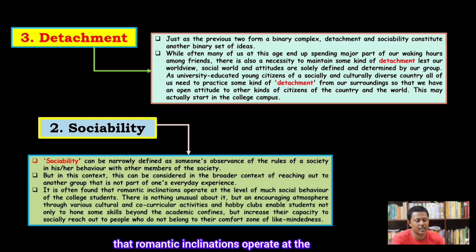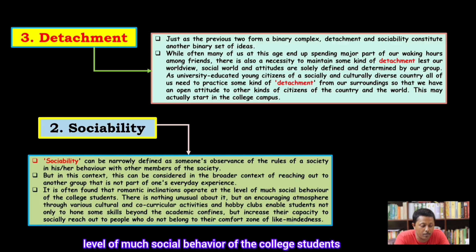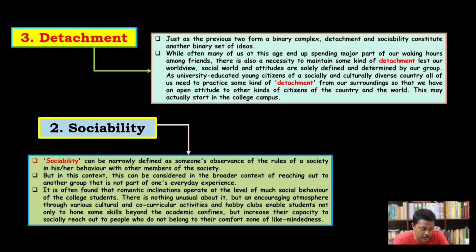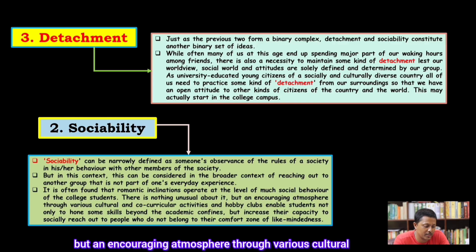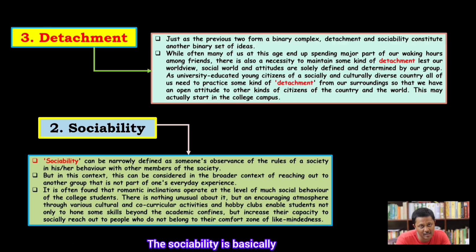It is often found that romantic inclinations operate at the level of much social behavior of college students. There is nothing unusual about it, but an encouraging atmosphere through various cultural and co-curricular activities and hobby clubs enables students not only to hone some skills beyond the academic confines, but also to increase their capacity to socially reach out to people who do not belong to their comfort zone of like-mindedness. Sociability is basically when you are living in a society, and you are observing the rules of society in your behavior in respect of the other members of the society.